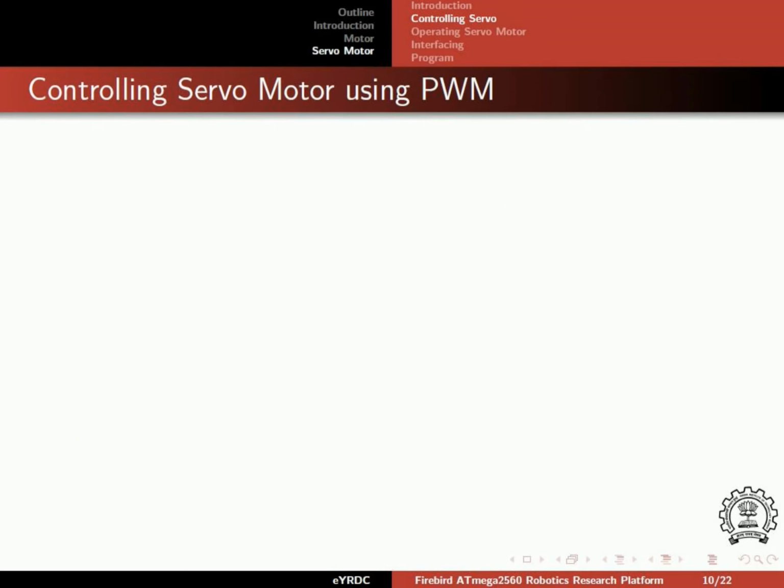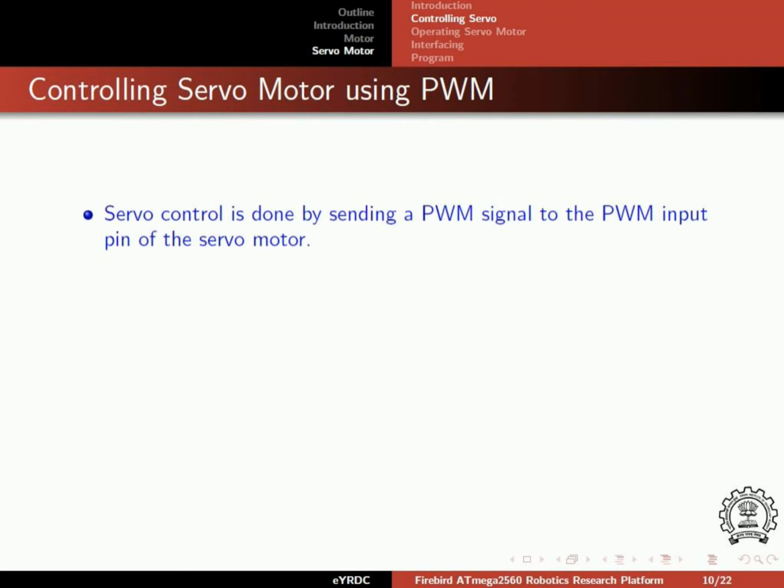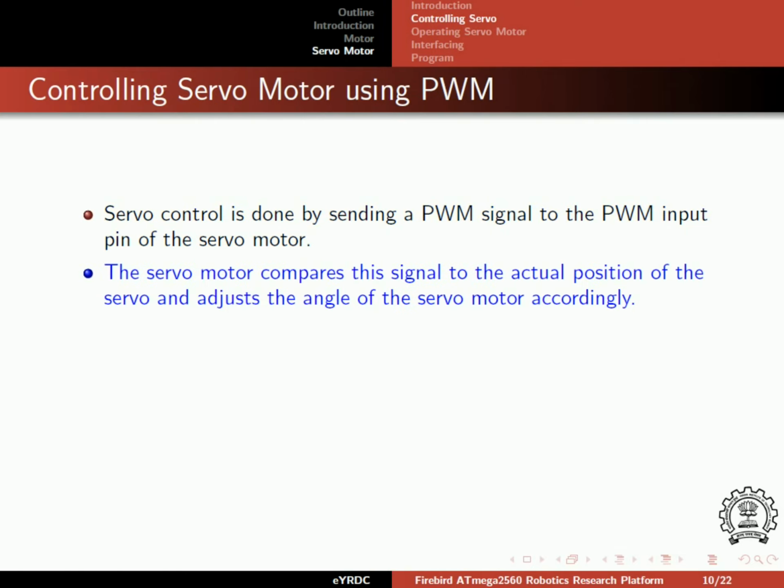Let us now understand how servo motor is controlled using PWM. Servo control is done by sending a PWM signal to the PWM input pin of the servo motor. The servo motor compares this signal to the actual position of the servo and adjusts the angle of servo motor accordingly.